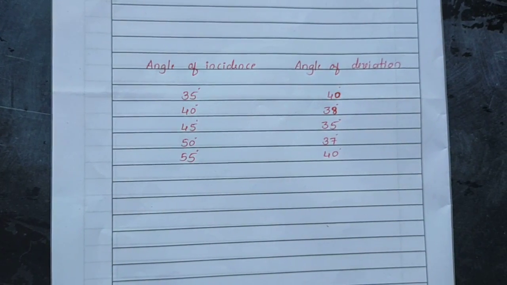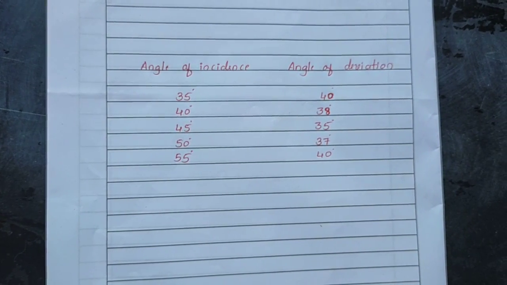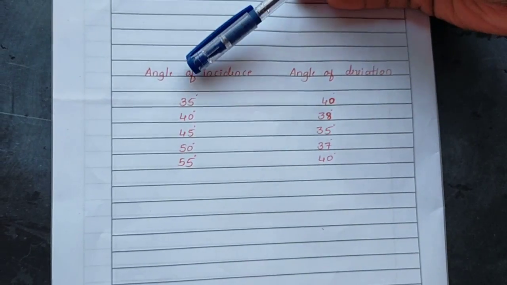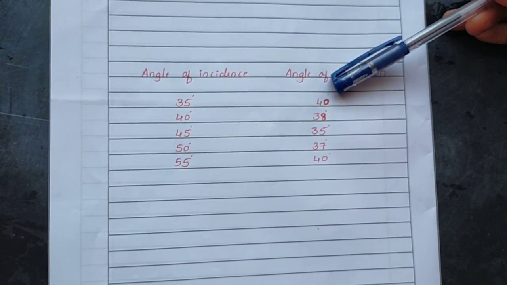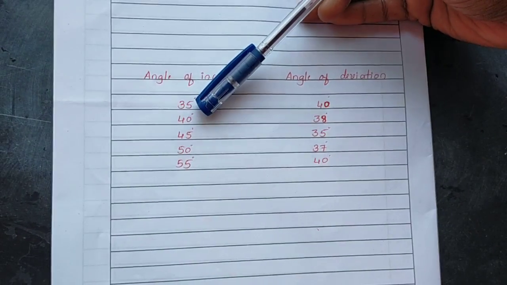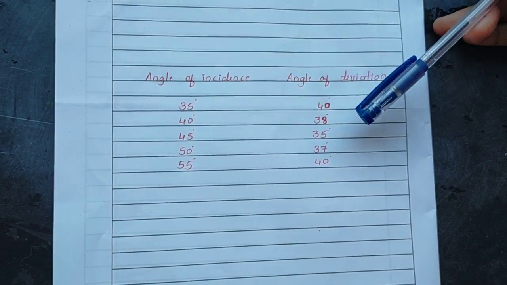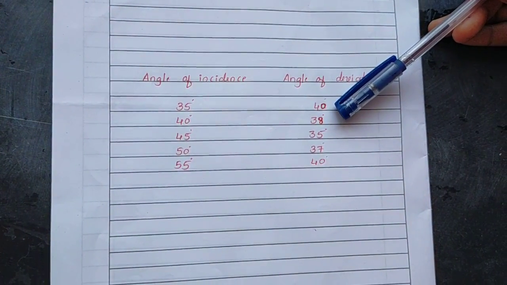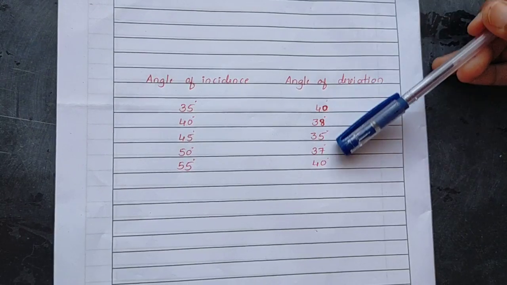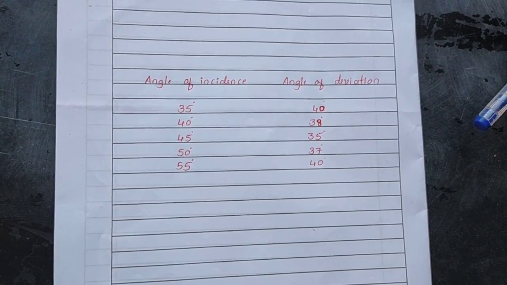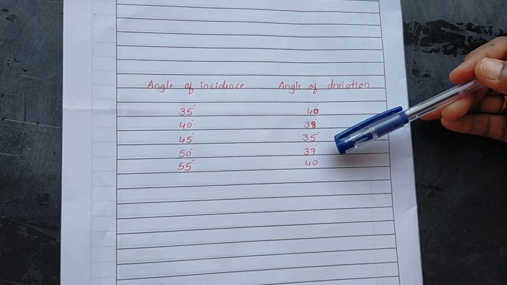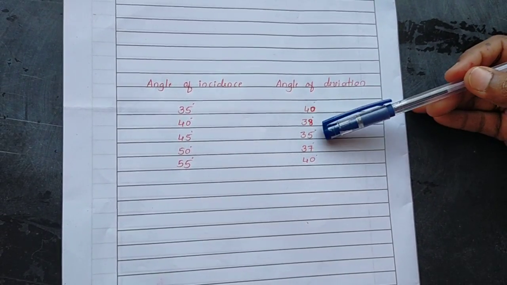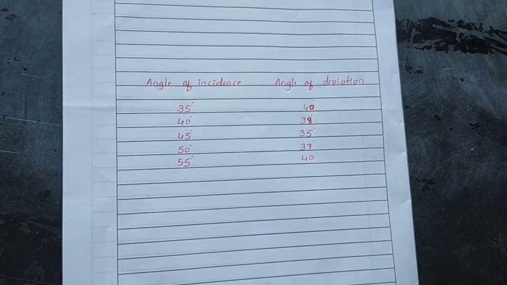In this way we have to take at least 5 trials. In the first trial the angle of incidence is 35 degrees, the angle of deviation is 40 degrees. In the second trial the angle of incidence is 40 degrees, the angle of deviation is 38 degrees. In this way we have to take 5 trials. Now you can observe all the readings. Here the least or minimum angle of deviation is 35 degrees. So this is our answer.